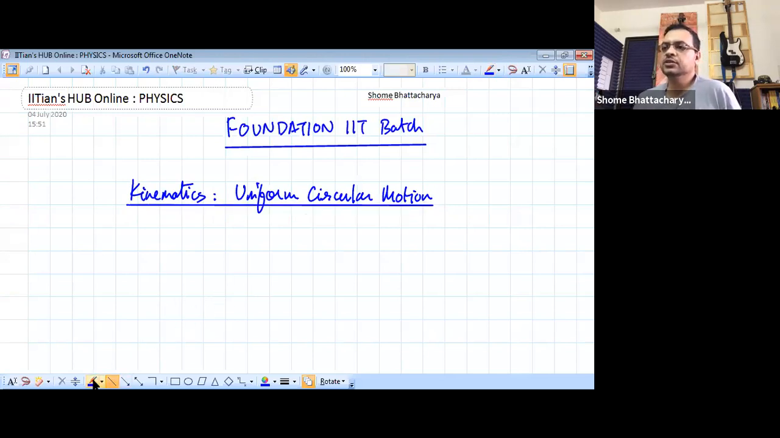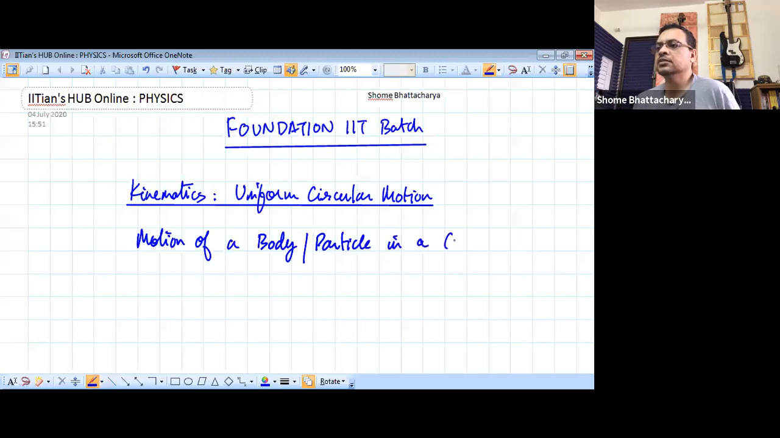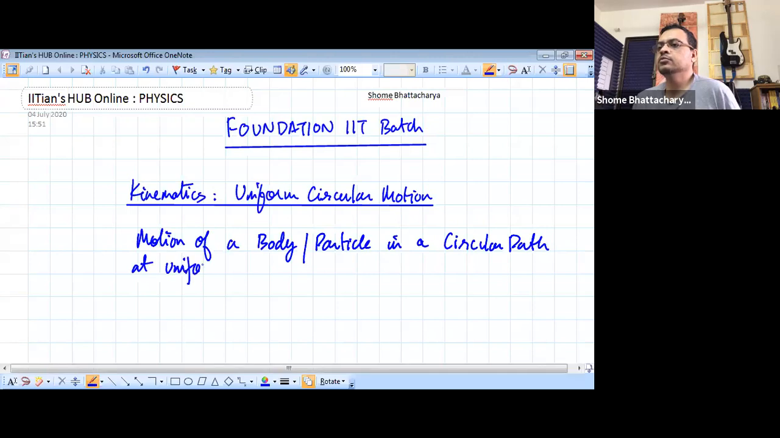So, definition of uniform circular motion, what is it? Uniform circular motion is the motion of a body or particle in a circular path at uniform speed.